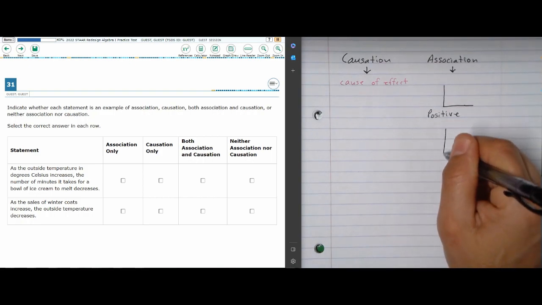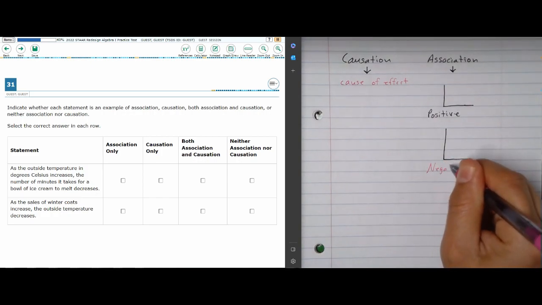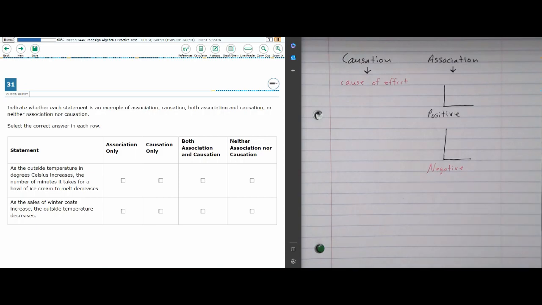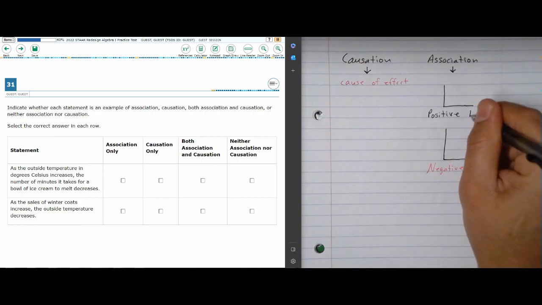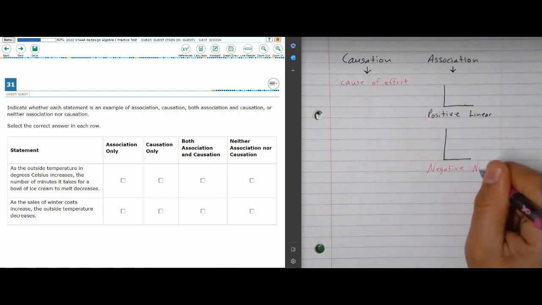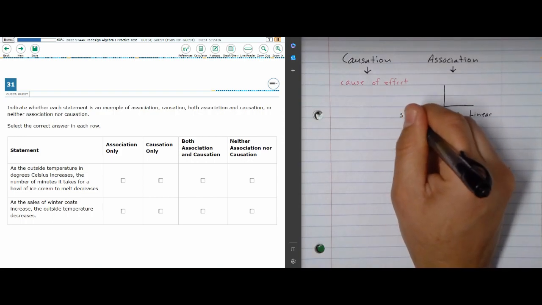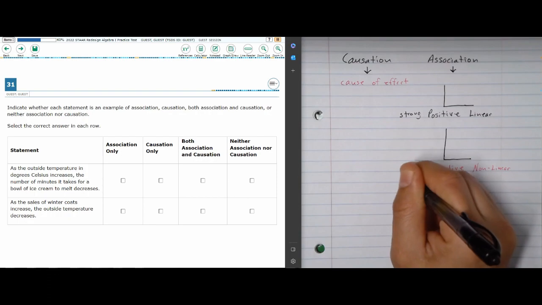So let me draw some examples for you real quick just to refresh your memory. I'm going to do a linear association, and I'm going to do a nonlinear. I'm also going to make one strong and one weak.